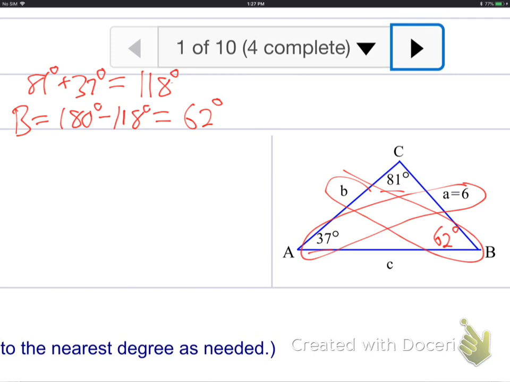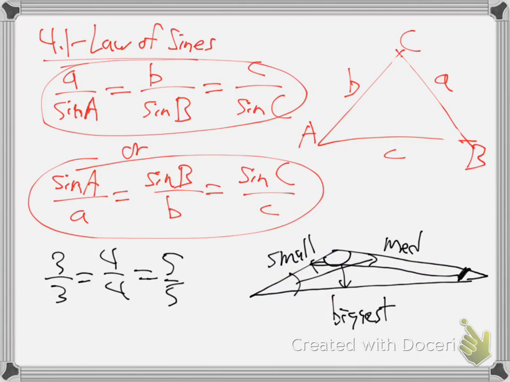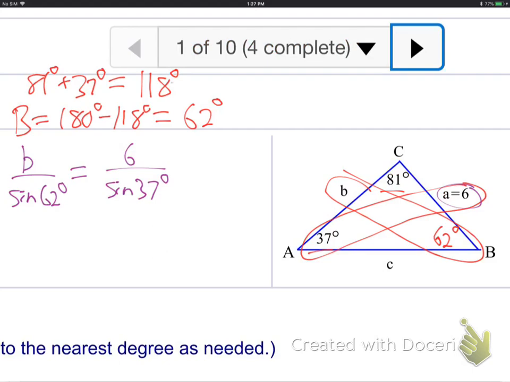So here we go. To find little b, I'm going to set up the law of sines. Little b over the sine of its angle, 62, is A, which is 6, over the sine of its angle, 37 degrees. Notice I'm not going to use all three. When I wrote the law of sines, I wrote all three, but we're just going to use two at a time. We're not going to use A, B, and C. I'm just doing the B and the 62, the A and the 37.